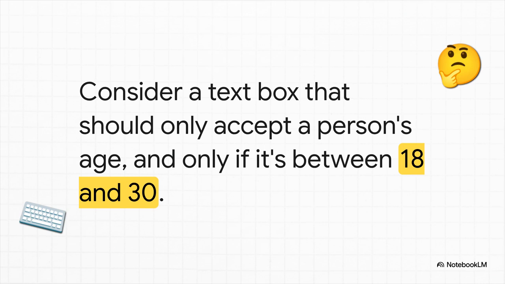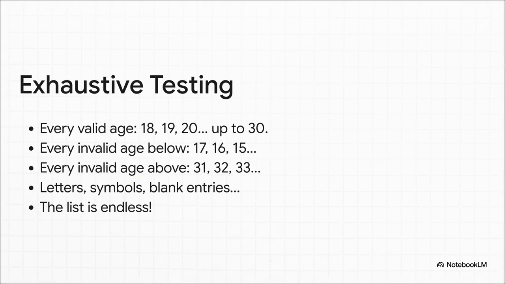To make this super clear, let's just picture a simple example. A little input box on a form. All it does is ask for your age, and it's only supposed to accept numbers between 18 and 30. Seems easy enough, right? Well, think again.